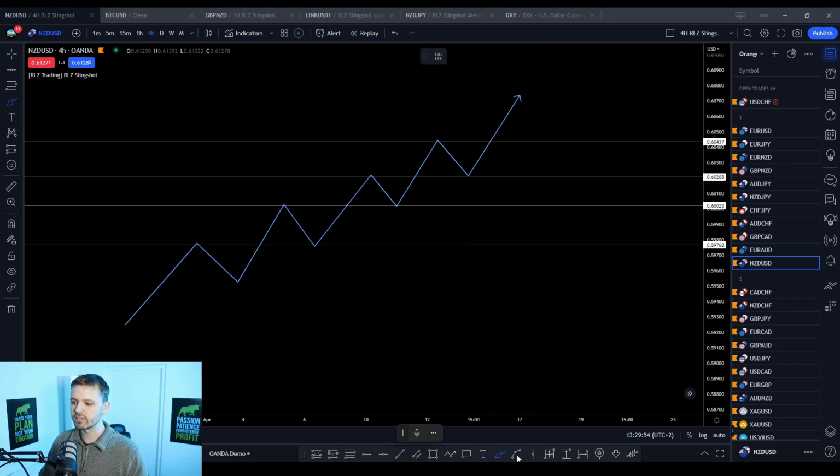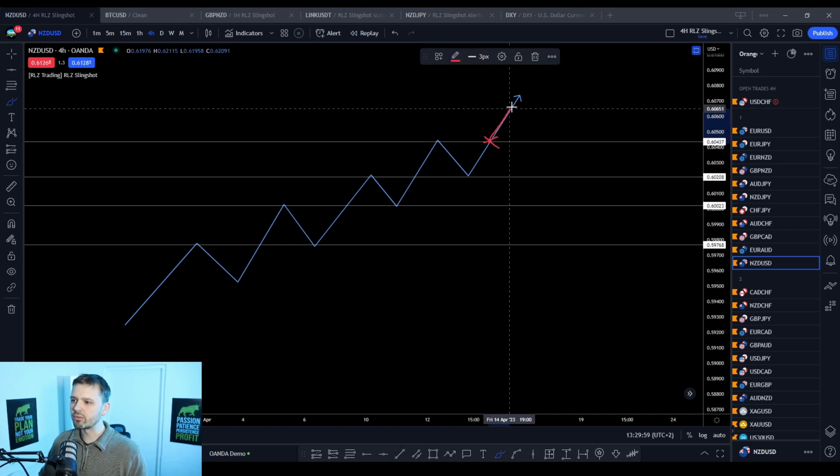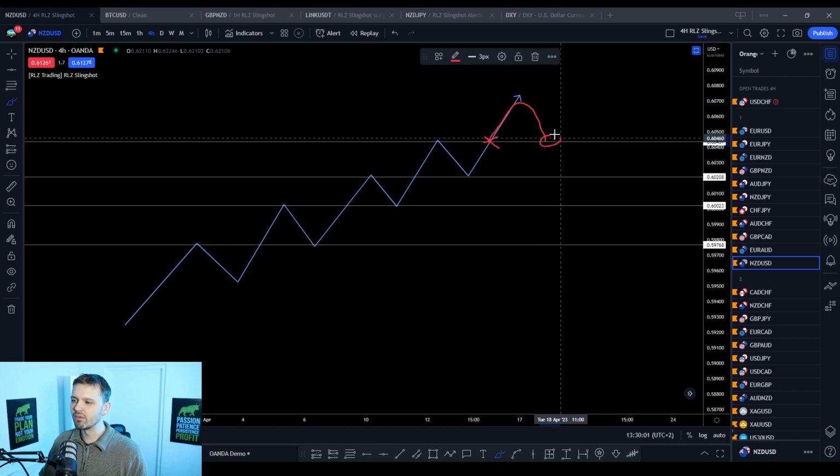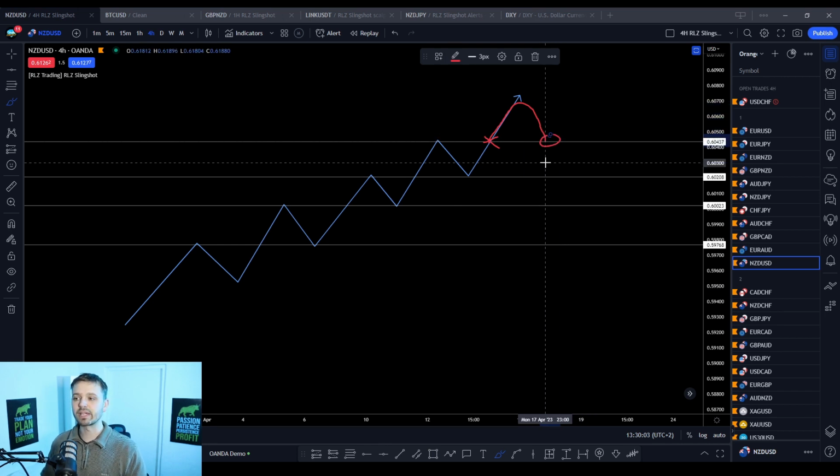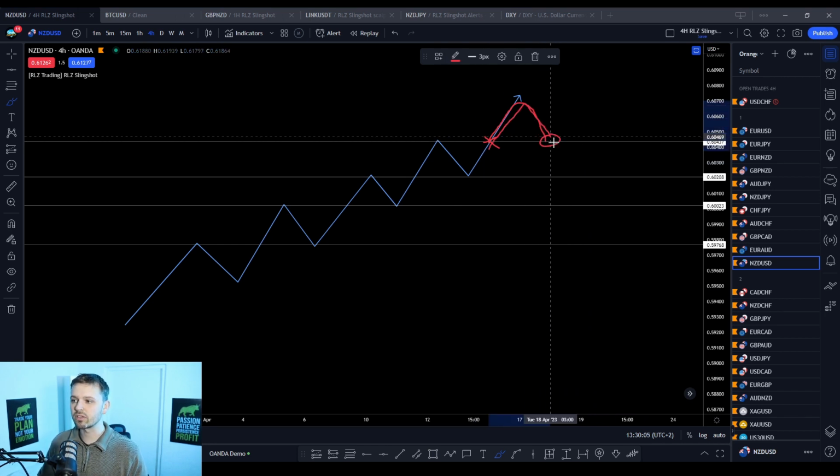Let's see if I have the right tool here. So we want to see that resistance area break right here. We then want a rounded retest of the breakout level. And this is very simply put the break and retest system, where you have a breakout and then you go long on the first rounded retest after that breakout candle.